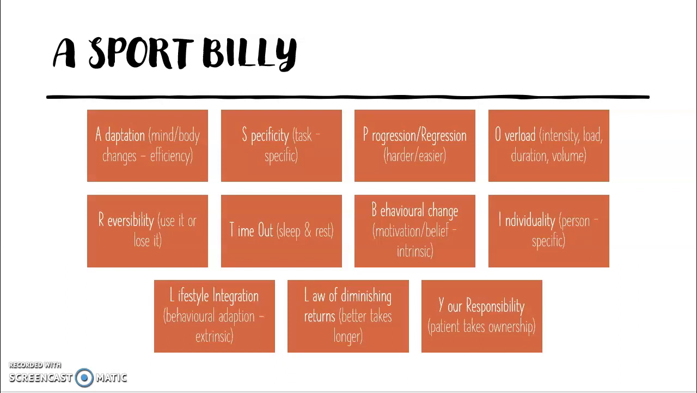Individuality. This is, rather than task specific, this is person specific. Okay, are they a tall individual? Are they a small individual? Are they previously an athlete, or are they previously not done much physical activity? Are they an amputee? Are they a wheelchair user? Are they breathless? Where do we meet the individual on the scale of ability?